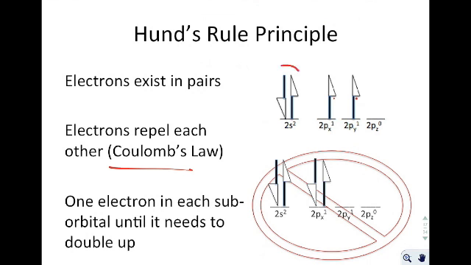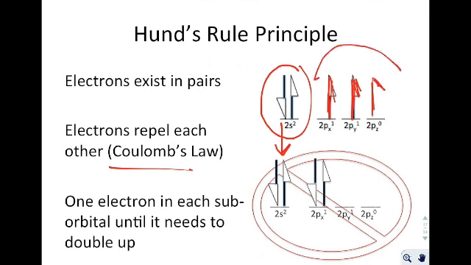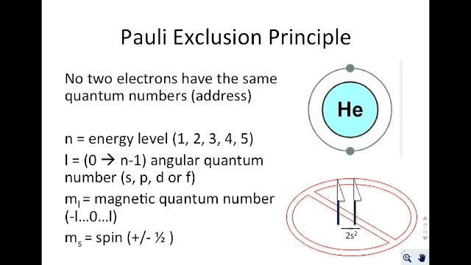Now, if you notice, I filled this one in first, and the reason why is the 2s energy level is actually lower in energy than the 2p. The 2p is higher in energy. So I fill the 2s first, and then I come through and I fill the 2p. And what Hund's rule says is I will put an electron here, and then I will put an electron here, and then I will put an electron here before going back and putting a second electron in the first orbital. So one electron each in each suborbital until it has to double up. So this right here is an incorrect drawing because it shows two electrons paired up while you have these open spaces that are there. Next, we have the Pauli exclusion principle.